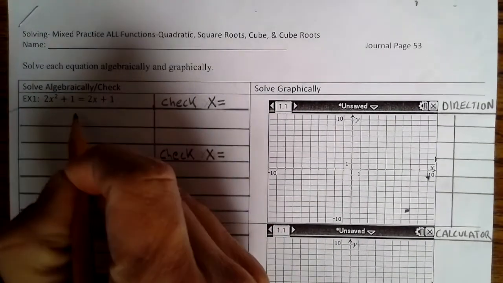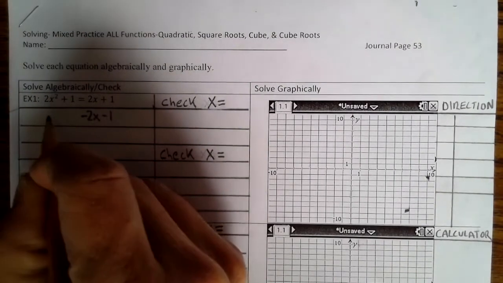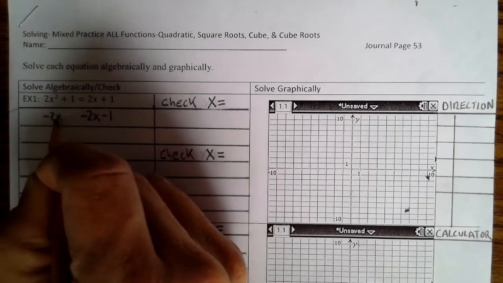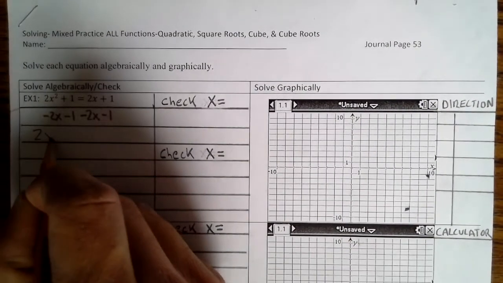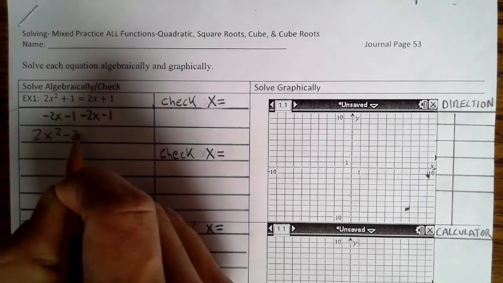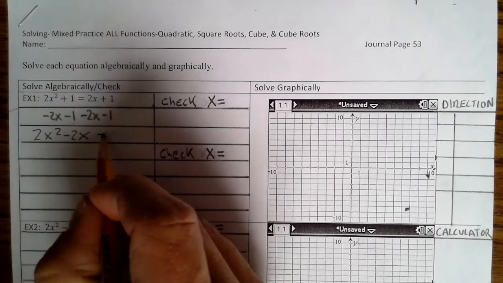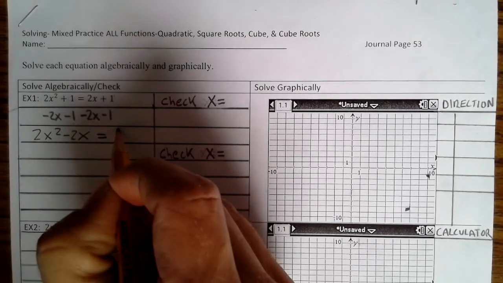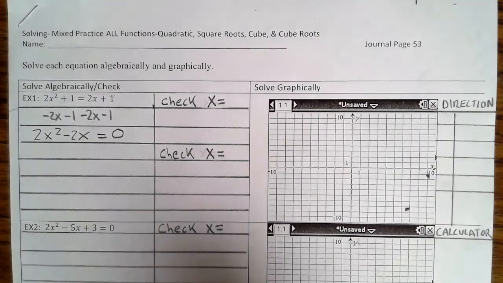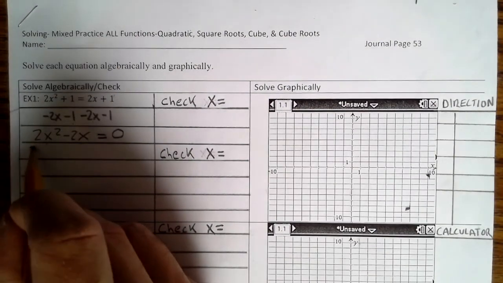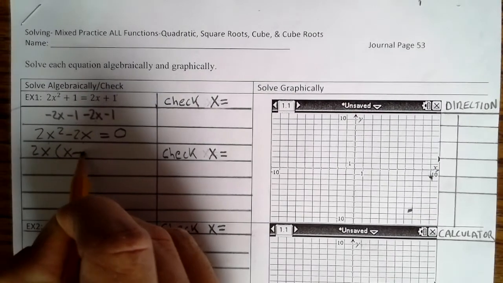So the first thing we want to do is subtract 2x and subtract 1 from both sides. Then you have 2x squared minus 2x, the 1 and 1 cancel, so equals 0. Now we're going to factor out 2x from each of these terms. So that's 2x times (x minus 1) equal to 0.